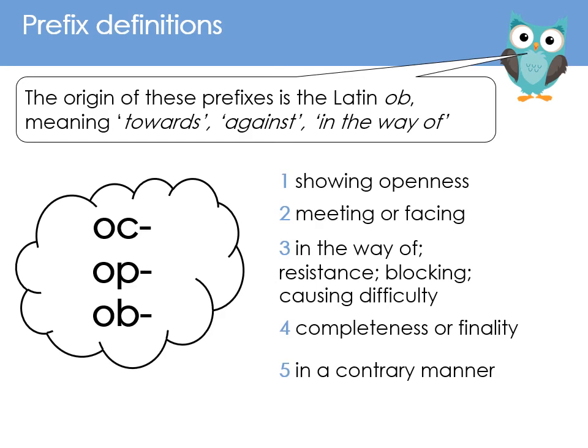Now, these prefixes also originate from the Latin ob, which means towards, against, in the way of. Now, these three prefixes have the following 5 definitions that you can go through that help with the root word.